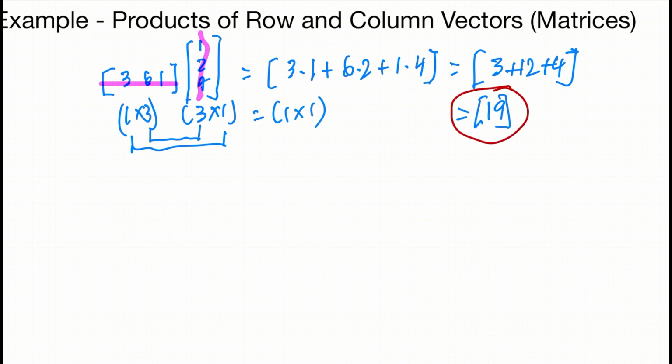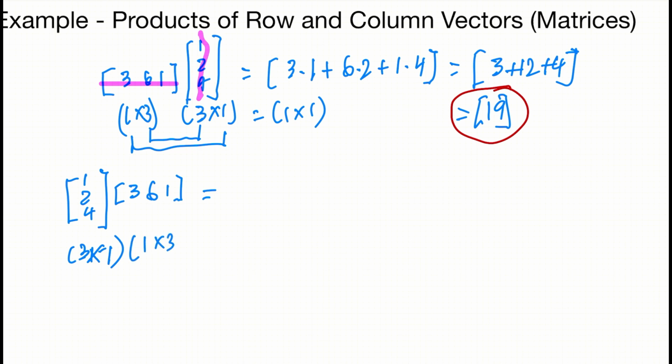Now things are going to change drastically if we go the other direction. Let's do 1, 2, 4 times 3, 6, 1, and this is why matrix multiplication is not commutative. You'll see it gives a very different answer. Here we've got a 3 by 1, 3 rows, 1 column. And here we've got 1 row, 3 columns. So these match, and multiplication is defined. We're going to get out a 3 by 3. So that's what we're looking for.